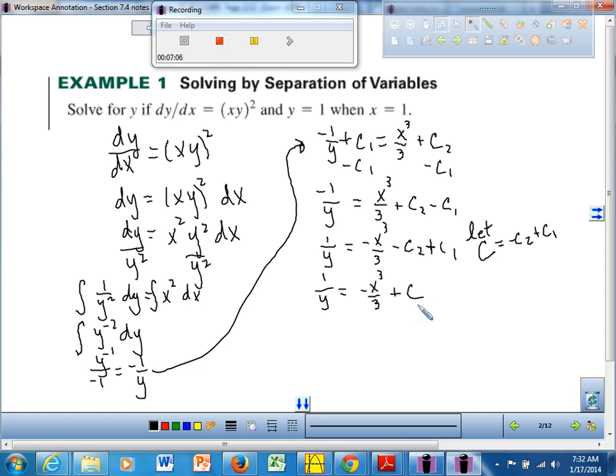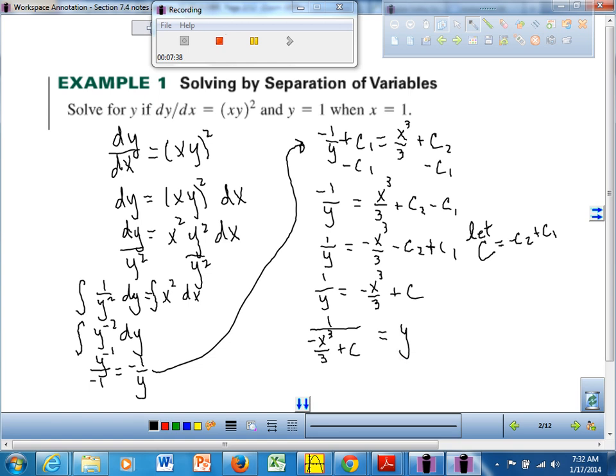That way I don't have to keep pulling two constants with me everywhere I'm going. Okay? I'm just naming some other constant to be the sum of these two constants. A constant is a constant, has the same effect here. So, you said multiply by y and divide the negative x cubed over 3 plus C to the other side. So I see 1 over negative x cubed over 3 plus C equal to y. Yes?